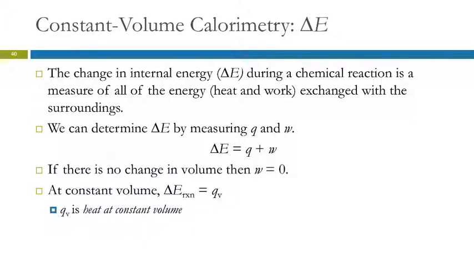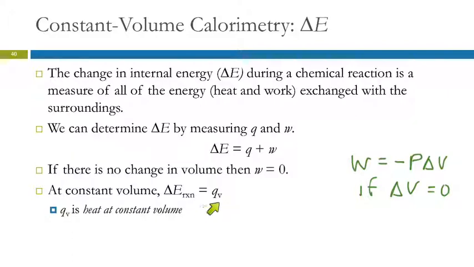that makes things simpler. W equals negative P delta V. If delta V equals 0, then W is 0, right? If W is 0, then delta E is just equal to Q. Things have gotten simpler. At constant volume, the change in internal energy for a chemical reaction is equal to the heat.